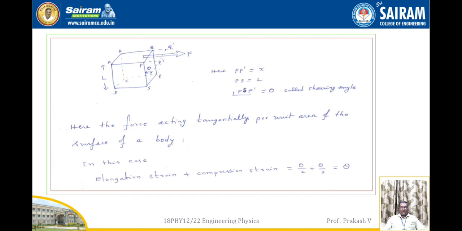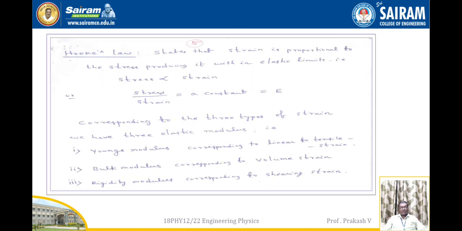Next, let us concentrate on what is Hooke's law. Hooke's law states that strain is proportional to the stress producing it within an elastic limit, that is stress is proportional to strain, or stress by strain is equal to a constant denoted by the symbol capital E. Corresponding to the three types of strain, we have three elastic moduli, that is Young's modulus, bulk modulus and rigidity modulus.